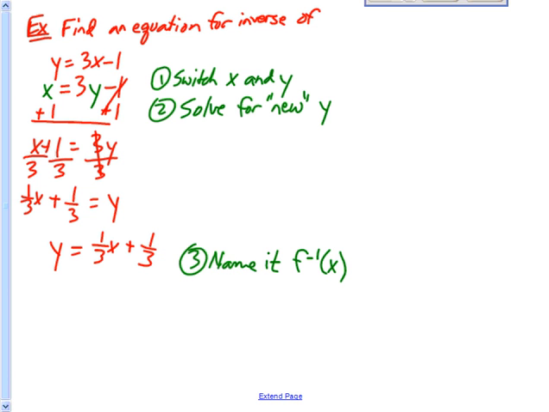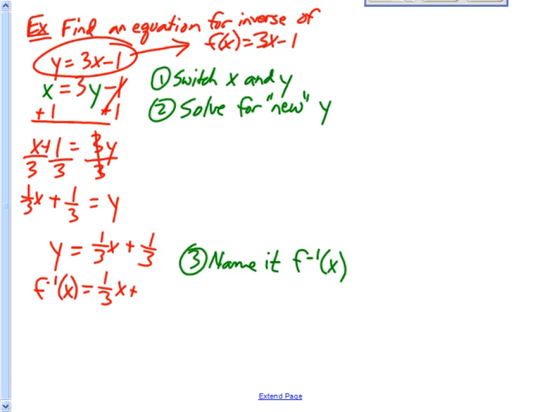So you know how this original function could also be written as f of x equals 3x minus 1. We're going to name this new one the inverse. This is our new one, right? And let's think about this. If this original f of x is 3x minus 1, and you plugged in, let's say, 1, 3 times 1 minus 1, you get 2, right?